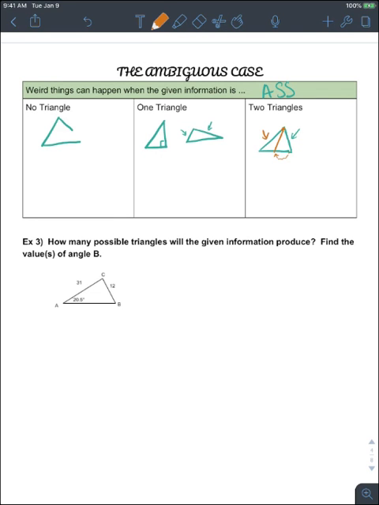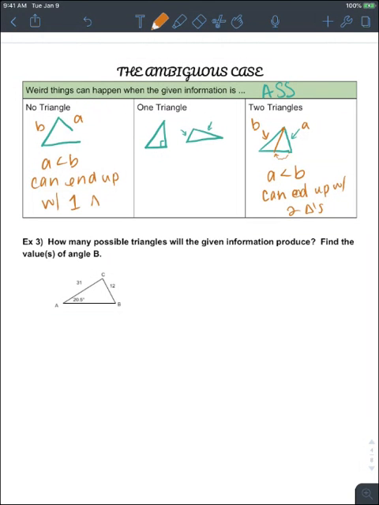So what happens is, if you know this side length and this side length, let's call this side A and side B. If A is less than B, then you can end up with two triangles. If A is less than B, you can end up with one triangle. Just kidding. 0 triangles. Okay. Now, if A is greater than or equal to B, you'll probably end up with one triangle. Okay. So this is why it's ambiguous. We're not sure how many triangles it's going to produce.